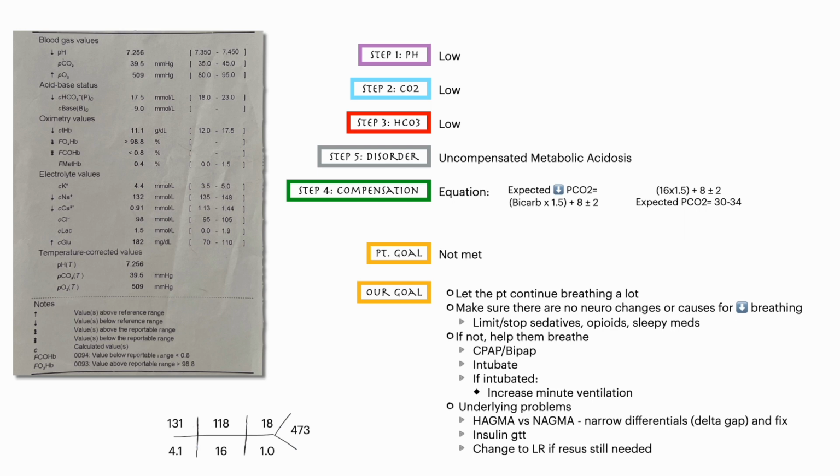If it's a DKA, start your insulin drip. In this patient, they have a sugar of 473. I'd be willing to bet they need an insulin drip. I put this change to LR because if this is somebody you're going to be giving a lot of fluids to, like a DKA, you want to give a more balanced solution so that you don't make them more acidotic by driving up that chloride level.